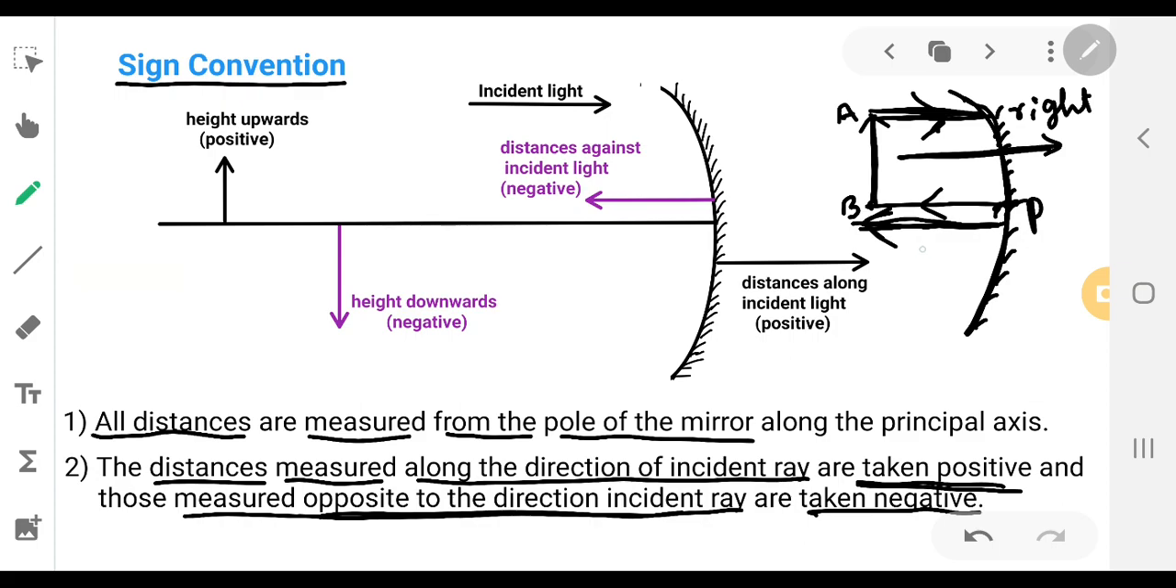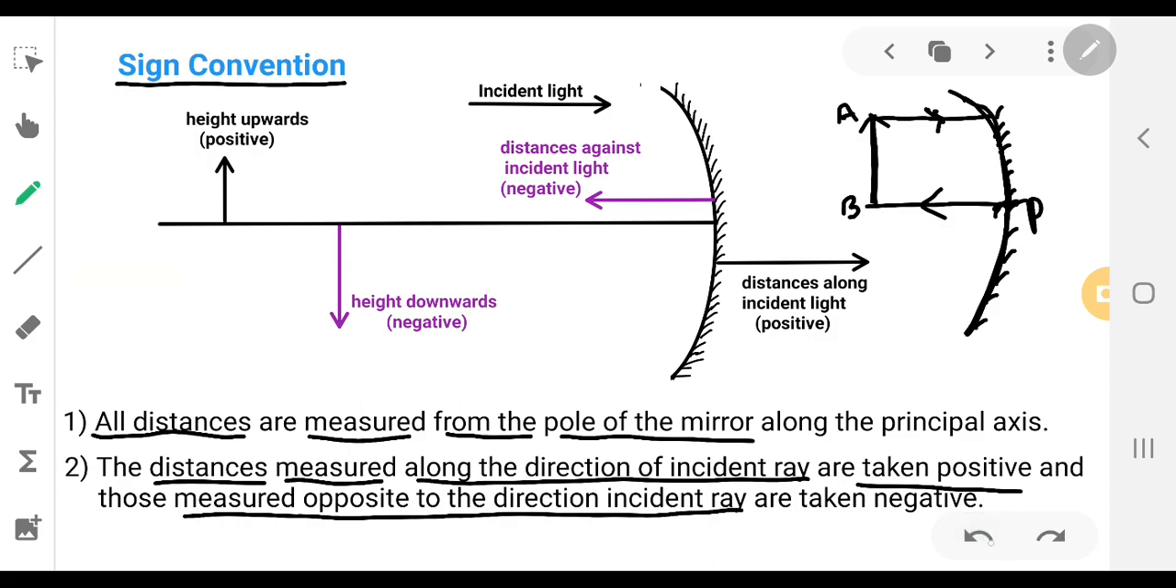So our object distance, when we measured, was 5 centimeter. As we are measuring it opposite to the direction of the incident ray, it is minus 5 centimeter. Got the concept? If we measure opposite to the direction of the incident ray, we have to consider that measurement as negative.